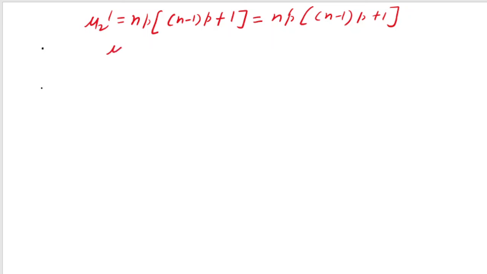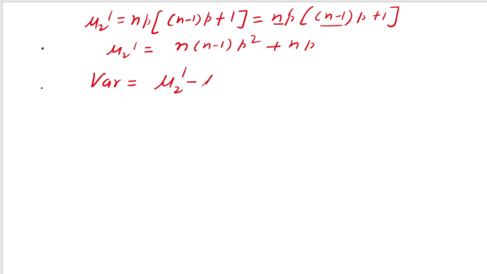So mu2 dash can also be written as n into n minus 1 if I multiply this, and then this becomes p square, n into n minus 1 p square plus np. So what is the variance? What is the formula of variance? The formula of variance is mu2 dash minus mu1 dash whole square. And if you find it difficult to remember, you can also remember expectation of x square, that is mu2 dash, minus expectation of x, that is mu1 dash whole square.